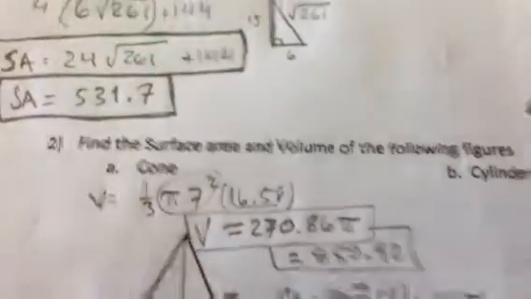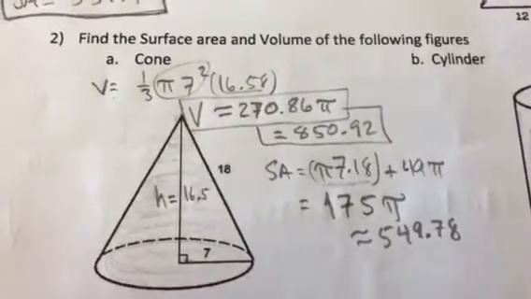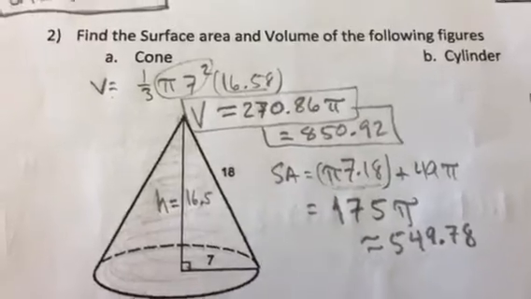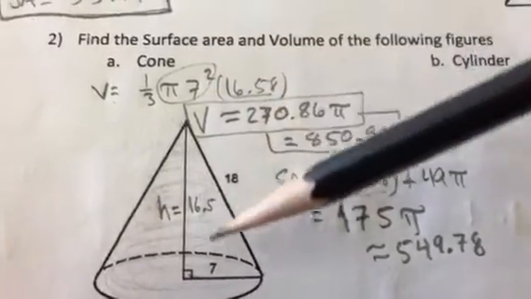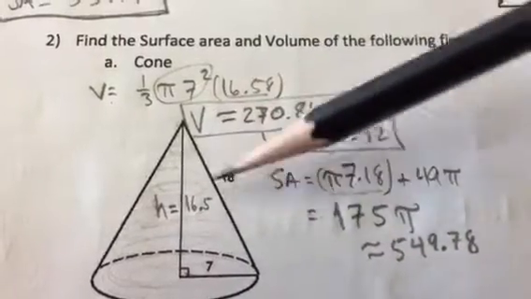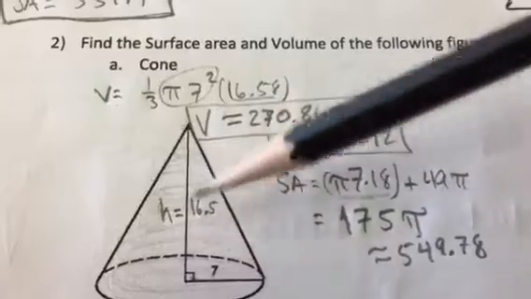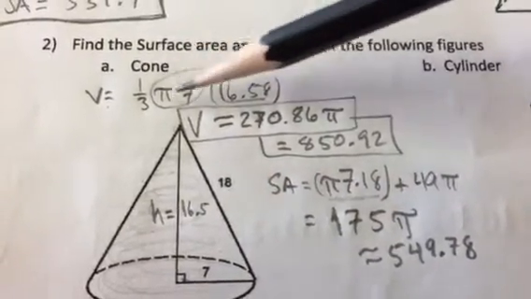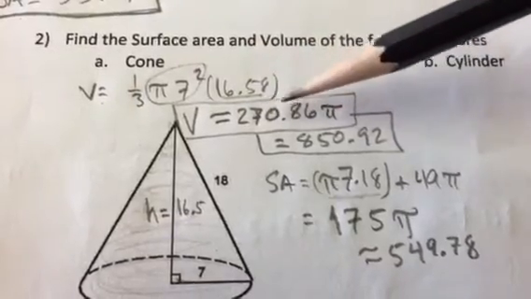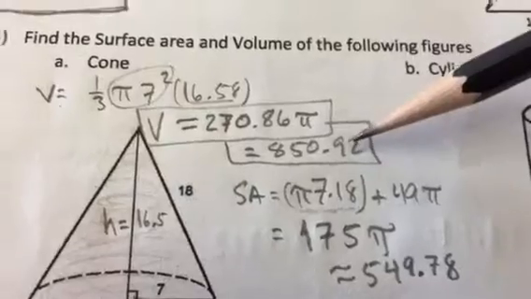Okay, next one is a bunch of surface area and volume problems. These take a little bit, so feel free to slow down the video if I go too fast. The volume of a cone is 1/3 the base area times the height. You have to figure out what the height is. Again, with the Pythagorean theorem, you're given the slant height here and have to use that in a right triangle to find the height. It's about 16.58. You do all of this multiplying together and you get about 270.86 times pi, or about 850.9.